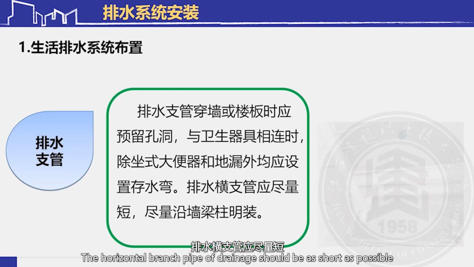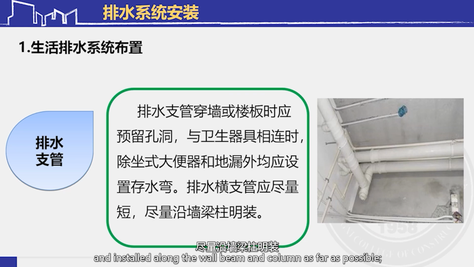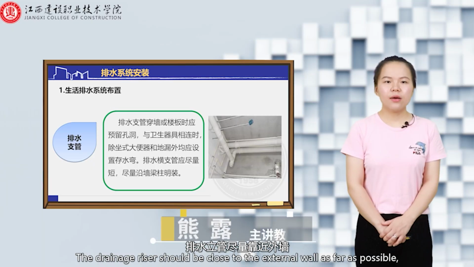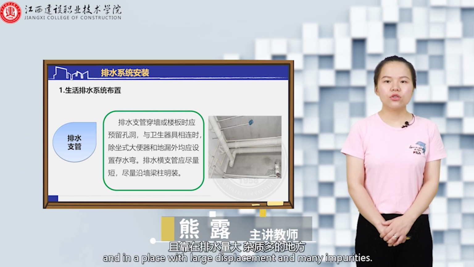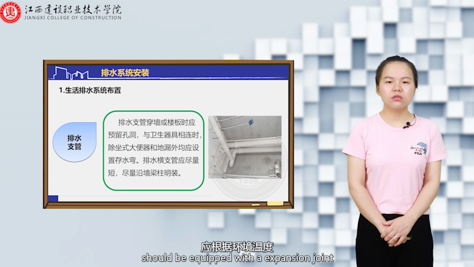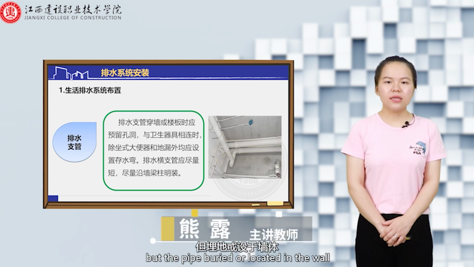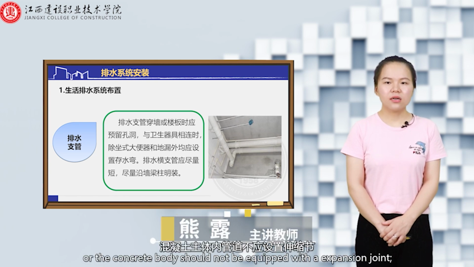The horizontal branch pipe of drainage should be as short as possible and installed along the wall beam and column as far as possible. The drainage riser should be close to the external wall as far as possible and in a place with large displacement and many impurities. The plastic drainage pipe should be equipped with an expansion joint according to the change of ambient temperature, but the pipe buried or located in the wall or the concrete body should not be equipped with an expansion joint.